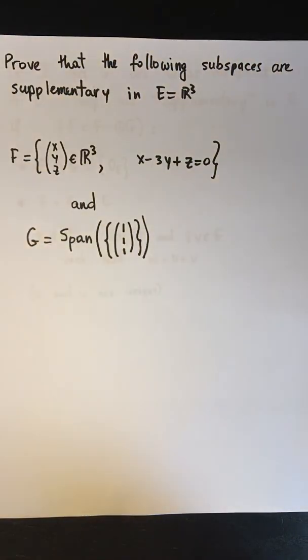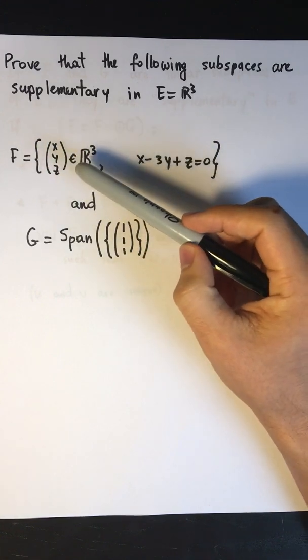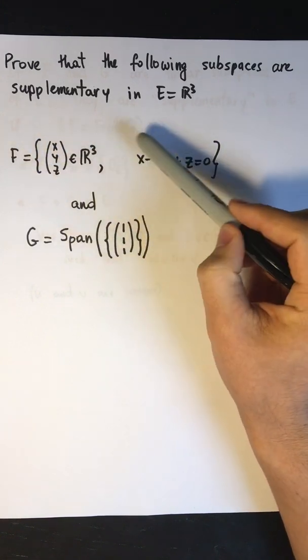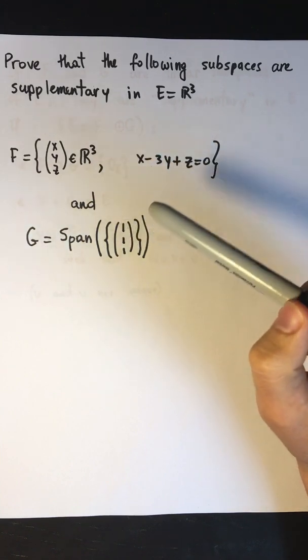Hello, in this video I'm going to be solving this problem. The question is, prove that the following subspaces are supplementary in E. So we have two subspaces, F and G. F is this set and G is span (1, 1, 1). You have to prove that these two are supplementary.